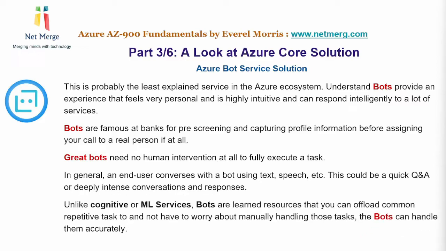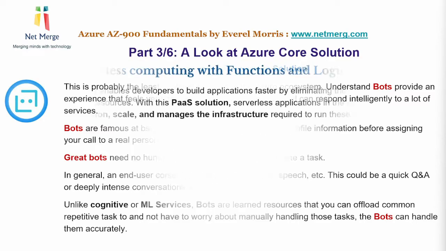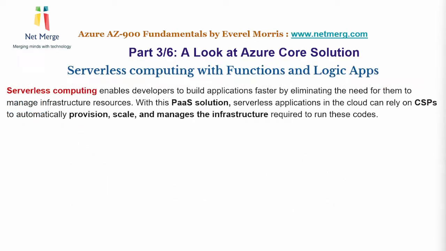Unlike cognitive and machine learning, bots are learned resources that can offload common repetitive tasks so you don't have to worry about manually handling those tasks. The bots can handle them accurately for you. If the bot is really good, you would need absolutely no human intervention.